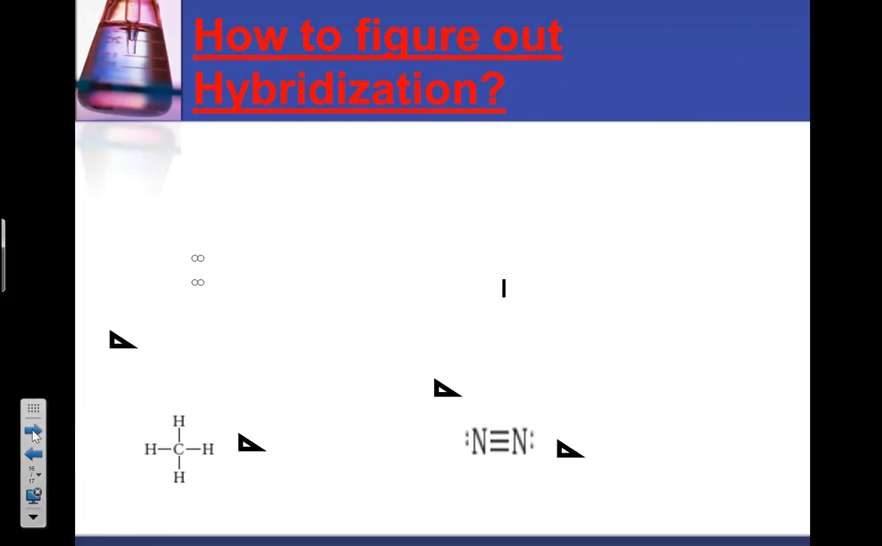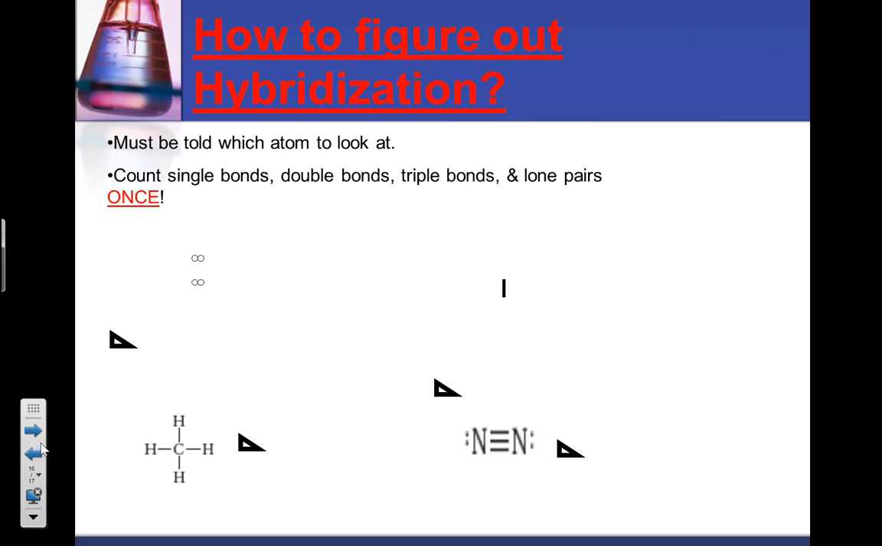So if you're trying to figure out hybridization, first of all, I must tell you which atom to look at, or which atom I want you to find the hybridization of. You're going to count your single bonds, your double bonds, your triple bonds, and your lone pairs once. So really, you're counting to see how many sides of the atom have something on it. Now, I always say, think about the atom that you're looking at as if it was in a little square box. So a square has 4 sides.